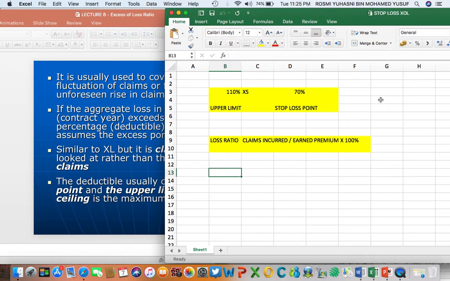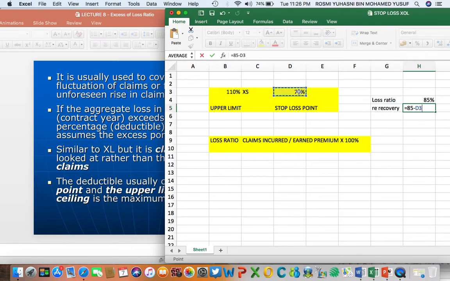For example, if the loss ratio is, let's say, 85%, then the reinsurance recovery will be 85% minus 70%.